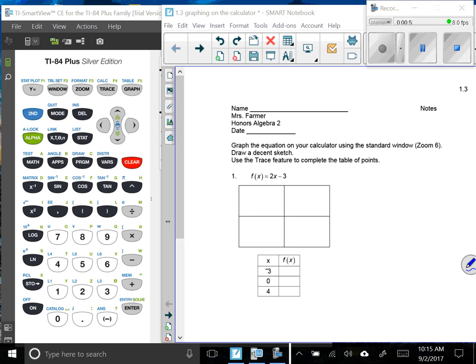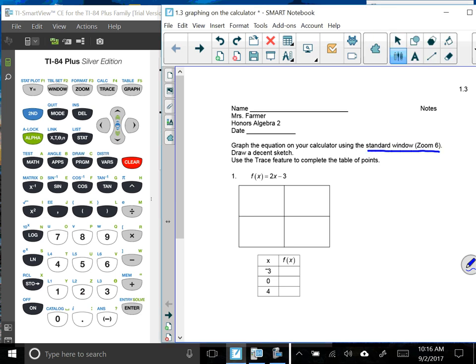Okay? All right. We're going to graph it on our calculator using what's called the standard window. We're going to draw a decent sketch, a sketch being something pretty low key. And then we're going to use the trace feature to do our table of points instead of having to do them by hand. All right?